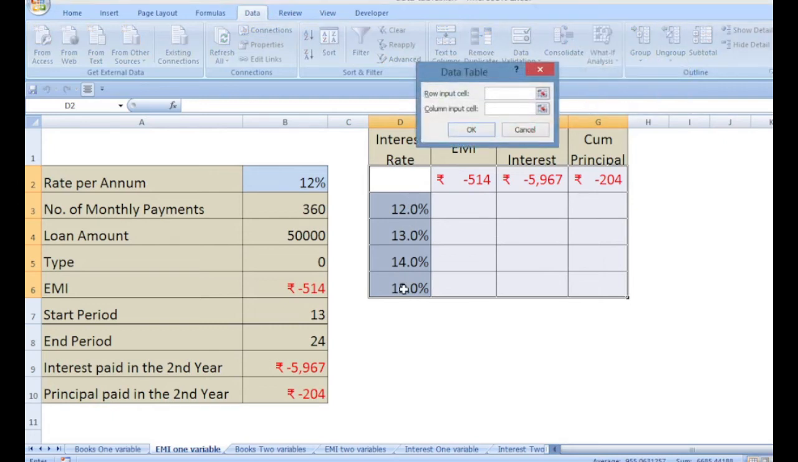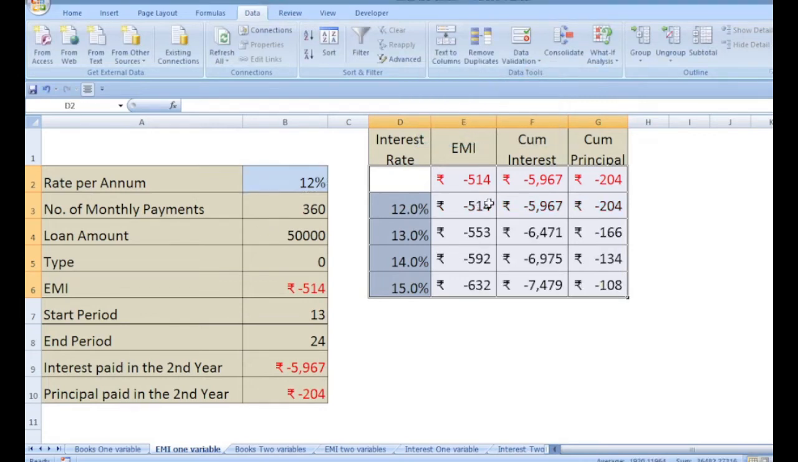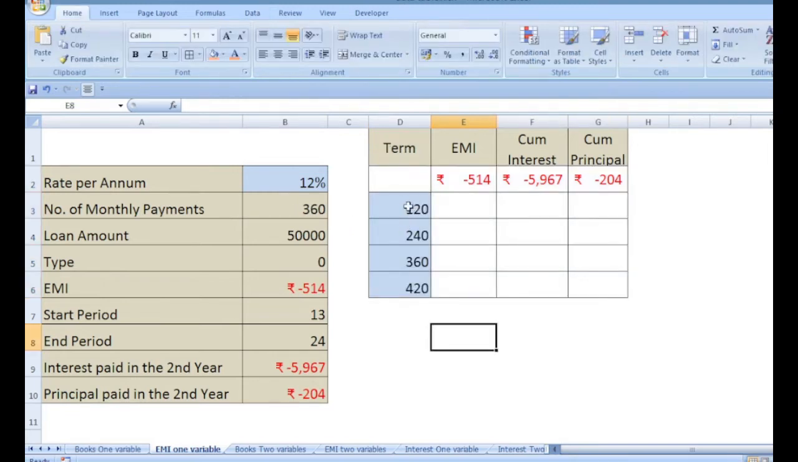I have specified the interest rate in the column. So I have to give column input cell, which is nothing but this 12%. Give OK. So since we are paying it, everything is in the negative. Suppose I want to change the monthly payment instead of 360. I want to change that. Here, instead of interest, I am giving the number of payments: 121, 240, 360 or 420.